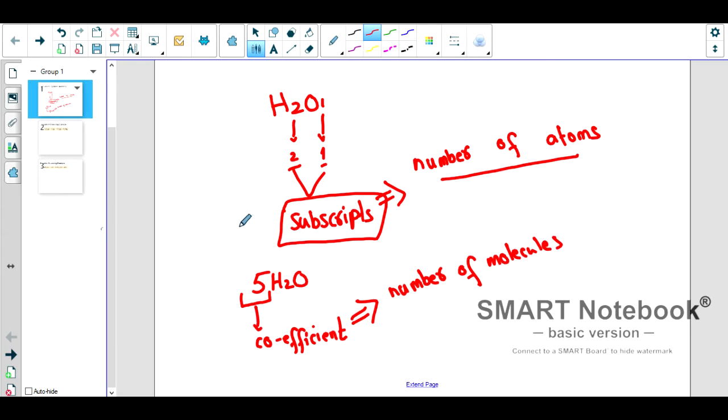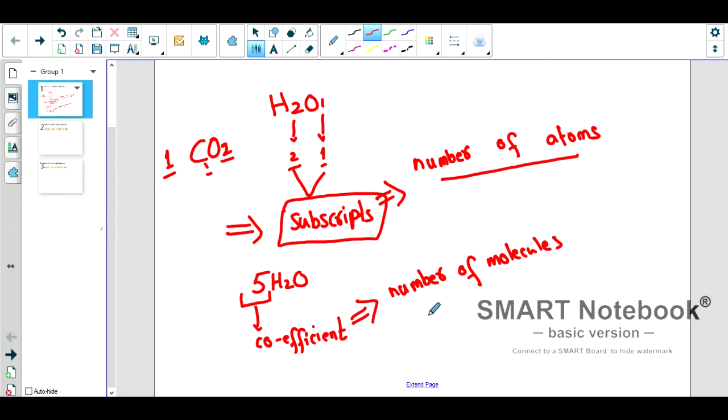So we have two things. One thing is called a subscript. This shows us the number of atoms, and you can find it after the symbol, written very small, like CO2. This 2 is the subscript here, and here it is 1. And what is the coefficient here? The coefficient is 1. The coefficient is the bigger digit which is in front of the formula.